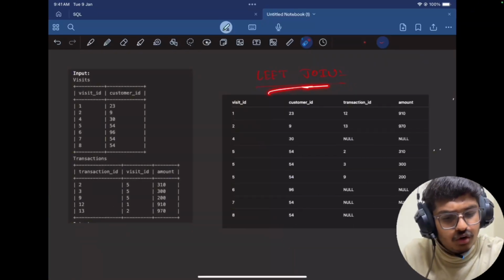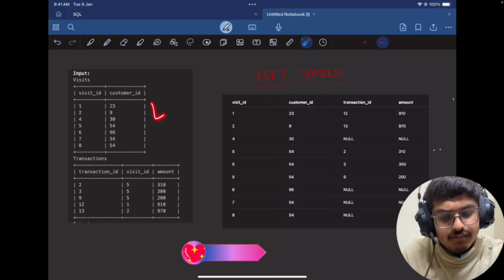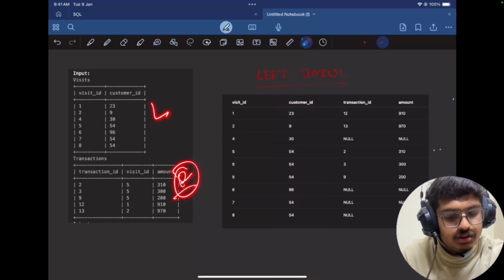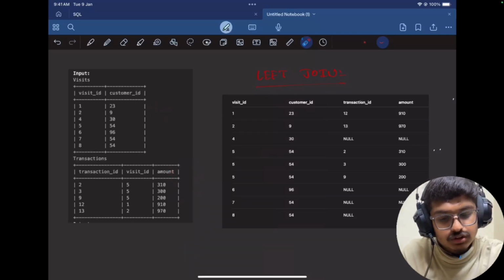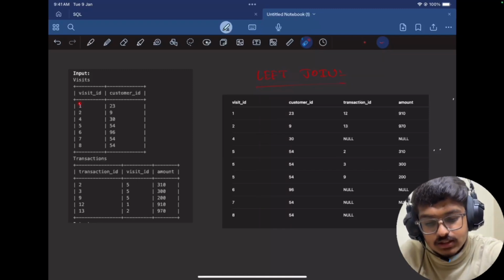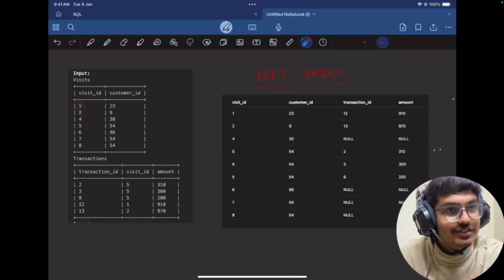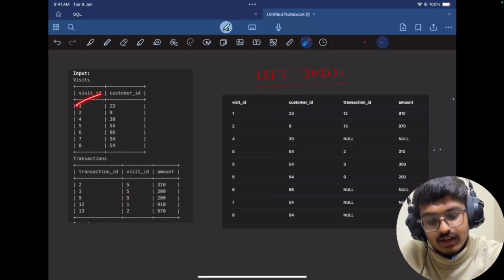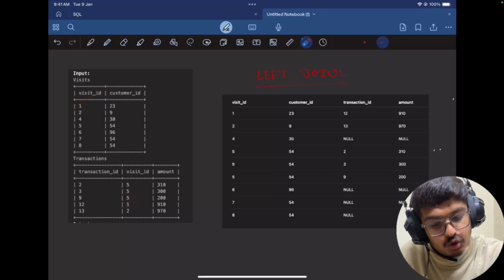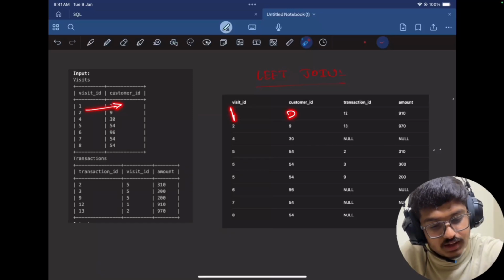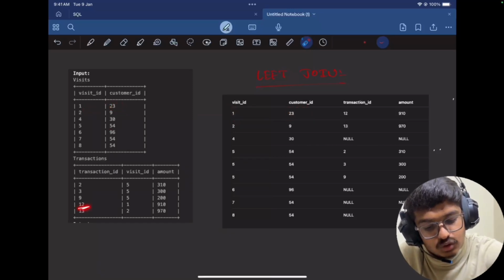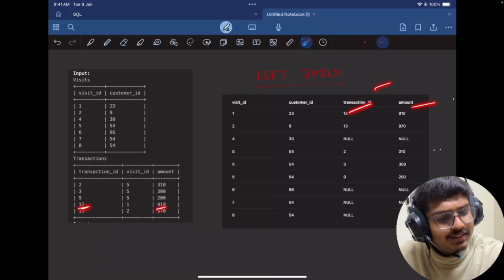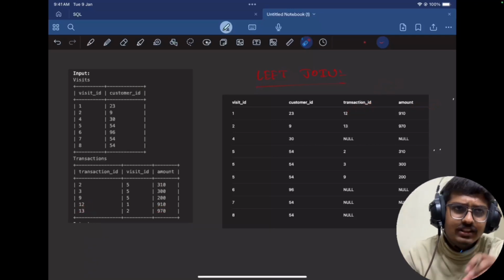We all know what a left join is. A left join keeps all the data from the left table and only the matching rows from the right table. This is the output of the left join. Let me show you how to do it. We match on visit id. Visit id 1 is available in the transactions table, so 1 and 1 matched. The output will be 1 with the corresponding value 23, and the transactions 12 and 910 will be printed too. This is for the attributes that match in both tables.